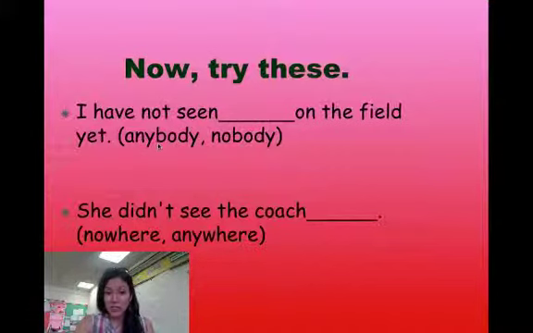And let's try the last one. She didn't see the coach. Didn't is a negative. Can 2 negatives be put together? No. So whatever word you put here must be a positive. She didn't see the coach anywhere.